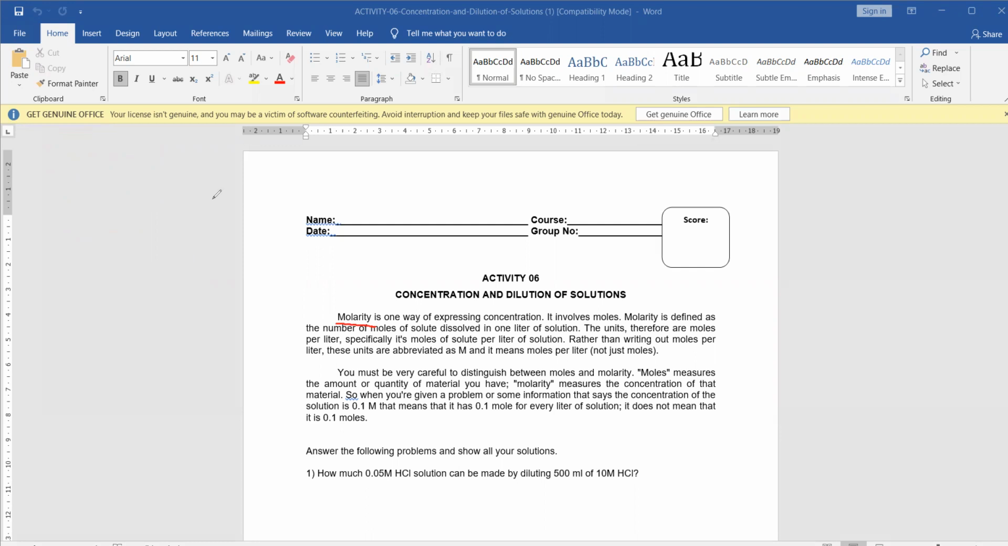Makikita nyo ito sa laboratory class. For example, hydrochloric acid. Again, hydrochloric acid. Minsan may nakalagay before the chemical formula na ganito. So kapag may nakalagay 1M hydrochloric acid, ang meaning niyan, the 1M there is the concentration. And the capital letter M is referring into the molarity of our solution, or we call it 1 molar hydrochloric acid. Now, how do we define molarity?